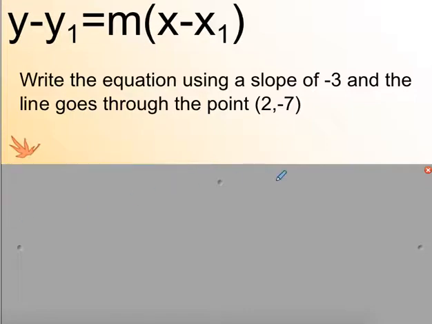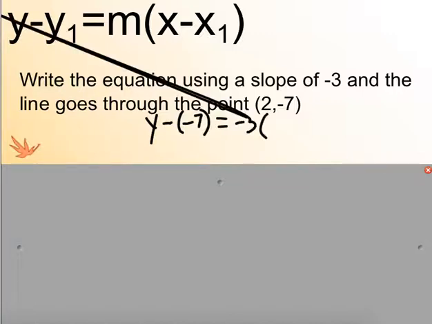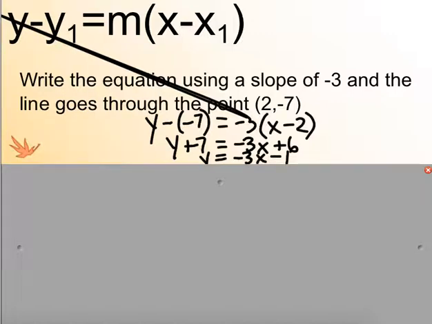Let's try it again. Write the equation using a slope of negative 3 and the point (2, -7). So we plug it in to say y minus a negative 7 equals negative 3 times x minus 2. We can get y plus 7 on the left side and negative 3x plus 6, double negatives there. And we subtract 7 to get y is equal to negative 3x minus 1.